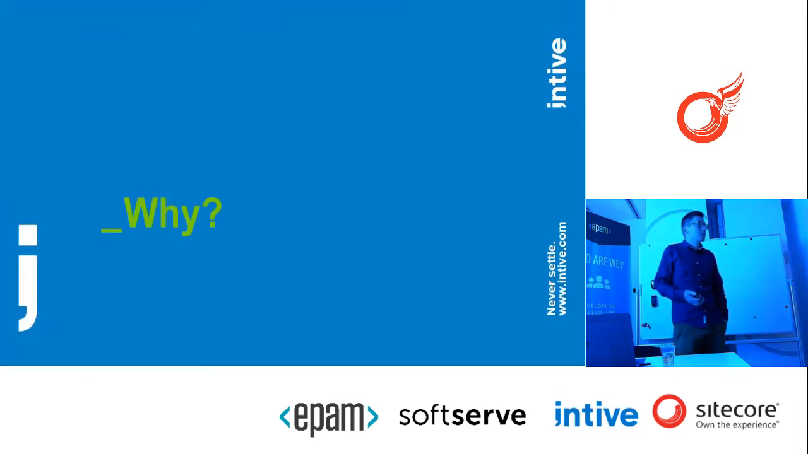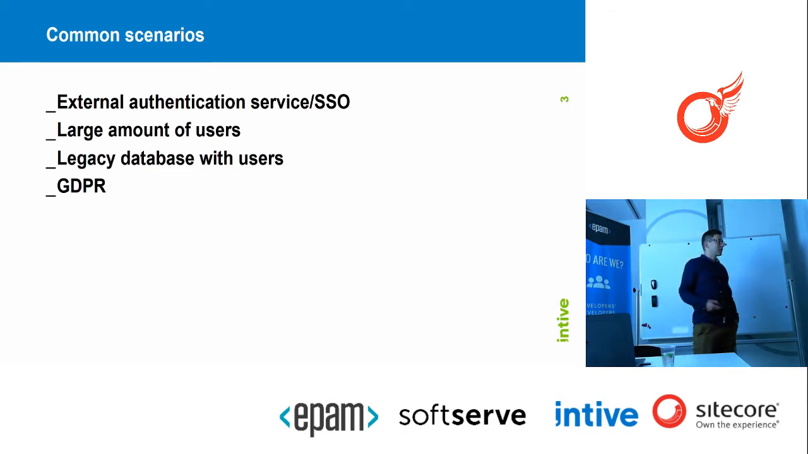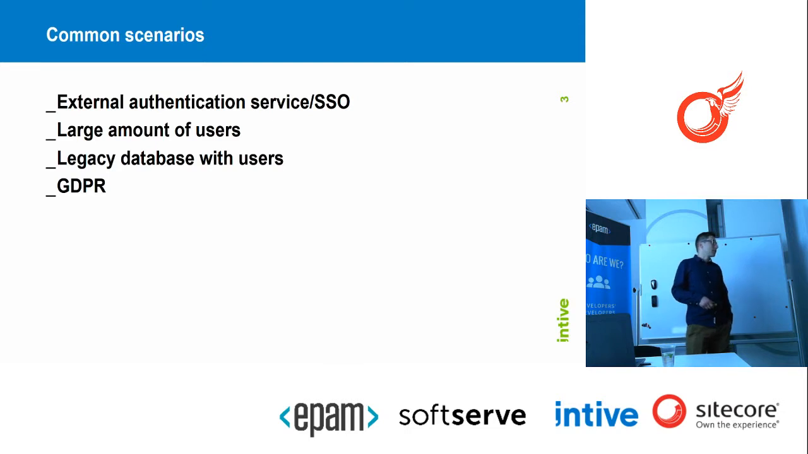The first question is, why would we like to have this kind of setup? If we can create users, why not have them? There can be a couple of common scenarios. We would like to have single sign-on into multiple applications, so our users don't have to create a profile for every separate system. We might have a large number of users because the membership database doesn't scale well up to some levels of users. We might get or inherit a database with users from other systems and just have to start using it.